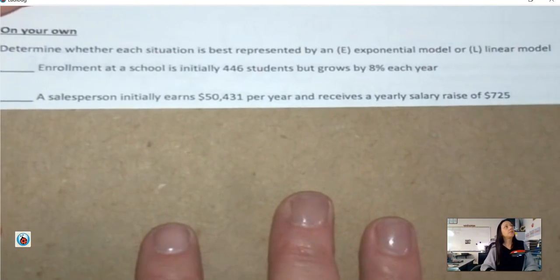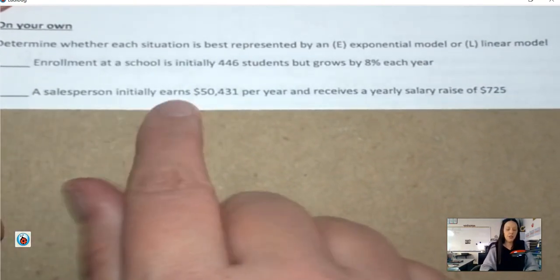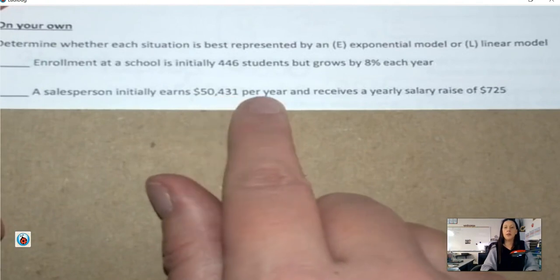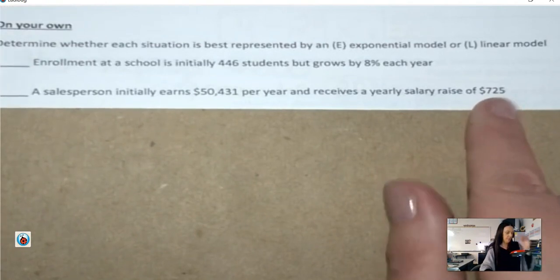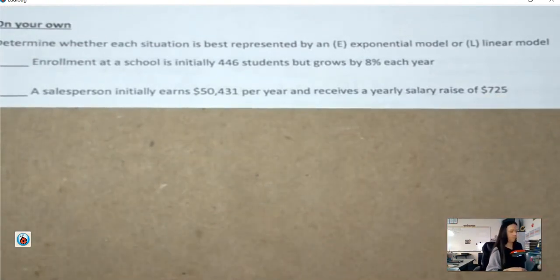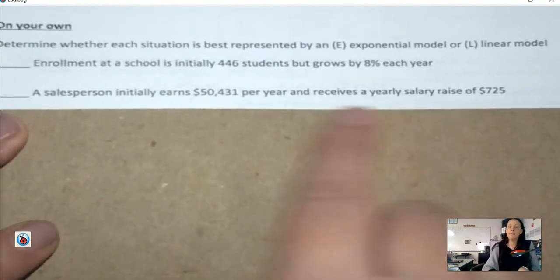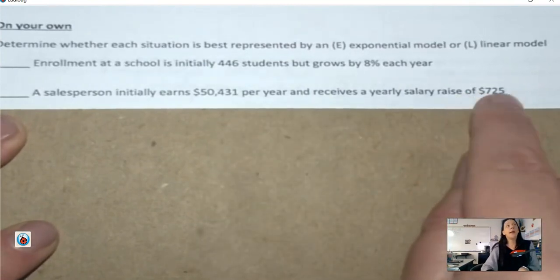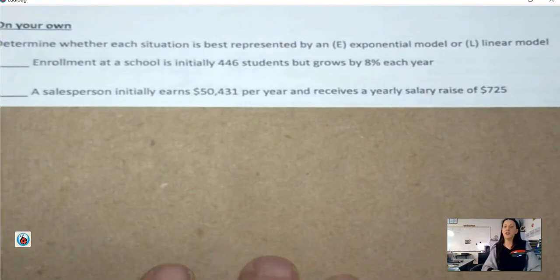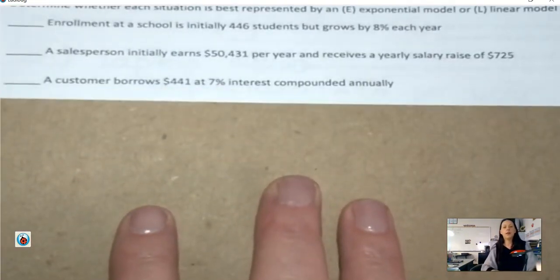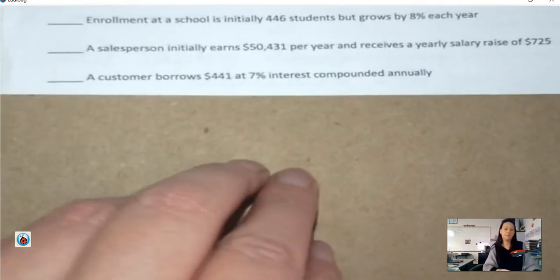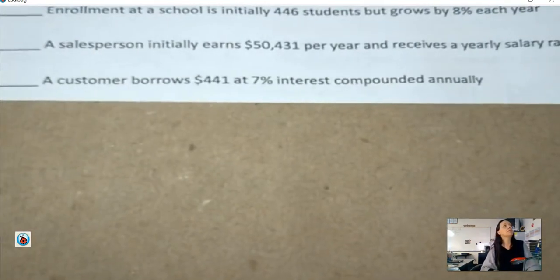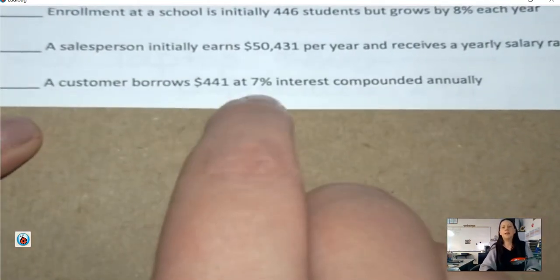The next one. A salesperson initially earns $50,431 per year, and then they receive a yearly salary raise of $725. Talk with your group. Okay, everybody, what kind of model is that? That's linear because it's going up at just a flat rate, $725 each year. Next one. A customer borrows $441 at 7% interest compounded annually. What's that one? Exponential because it has a percentage.